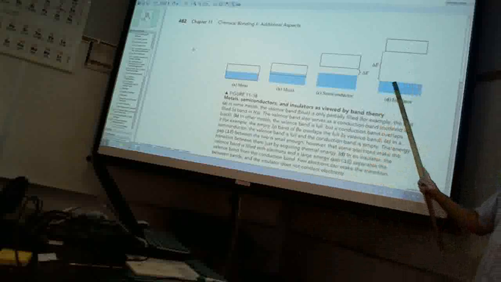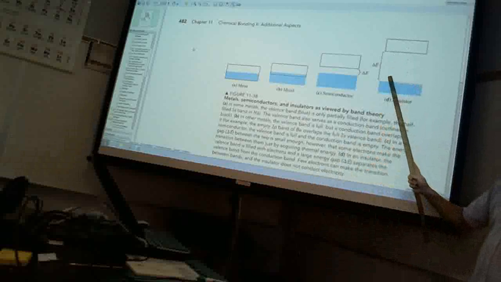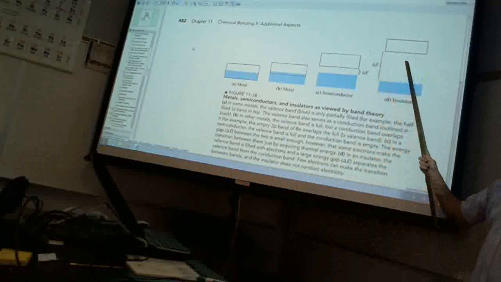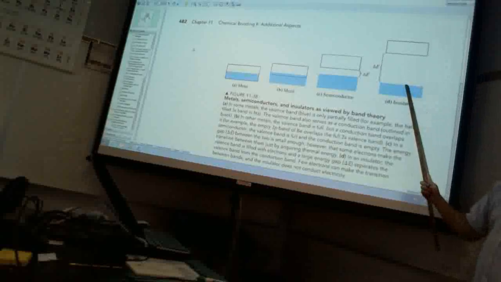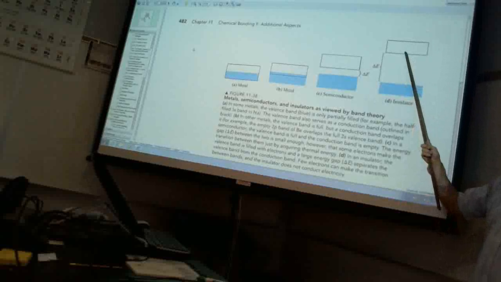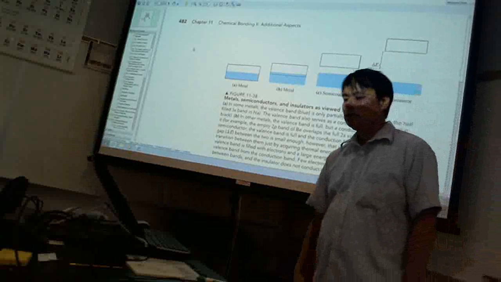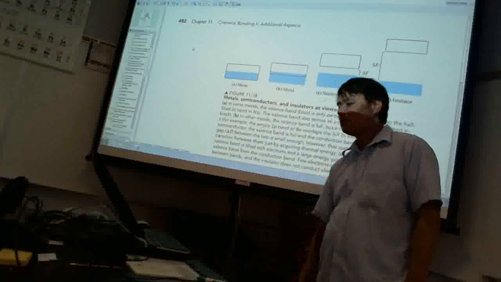In insulators, we've got a big band gap here. You know, you need UV light or X-ray light to pop an electron from this set of MOs to this. This is the spectroscopy part.